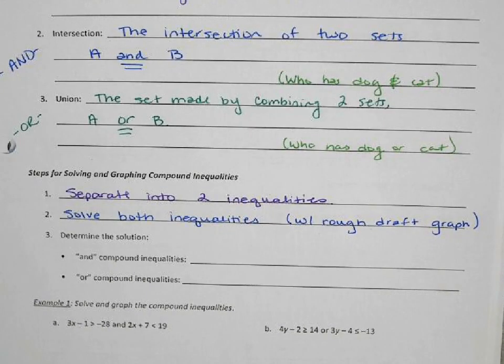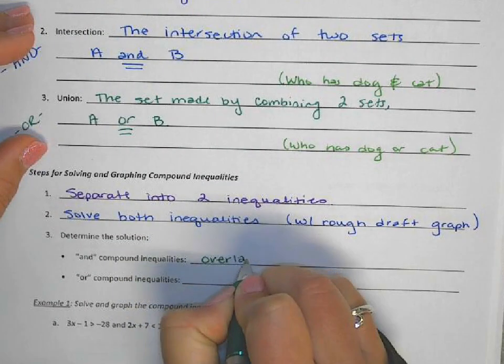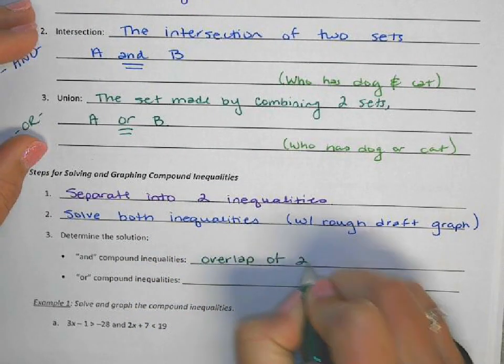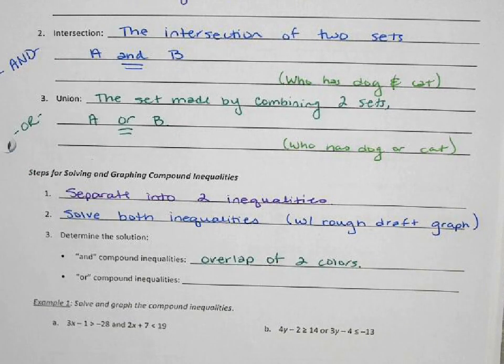When we're determining the solution, the and has to be the overlap of the two colors, because it has to be where the blue and the green is at. If it's the or, it's going to be anything that's on that graph.